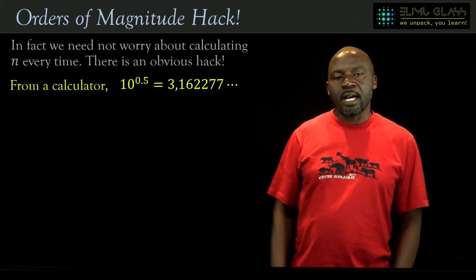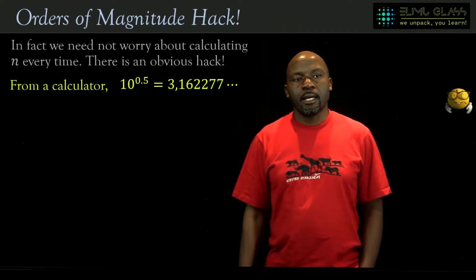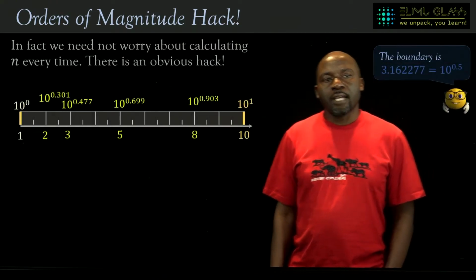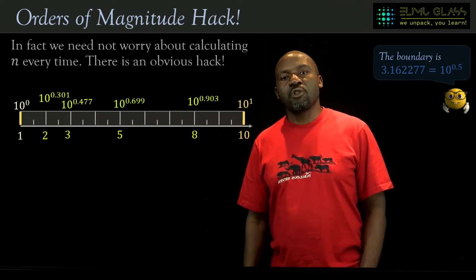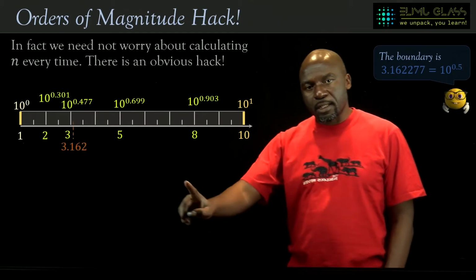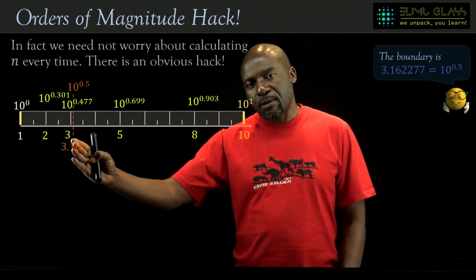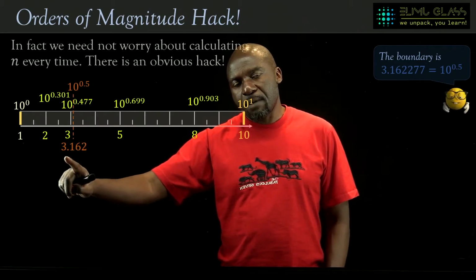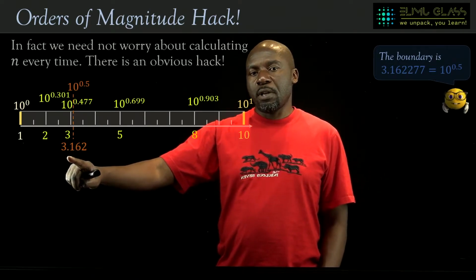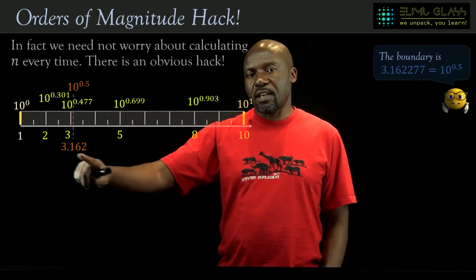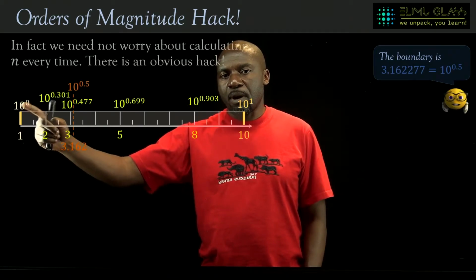So keeping that in mind, I can now arrange my numbers from 1 to 10 like this. Okay, so this 3.162277 is actually the boundary. So there it is, I'm putting it there, which is to say that if I have a number that I want to convert to orders of magnitude, and it is below 3.162277, any number below that will always fall back to 10 to the power of 0.